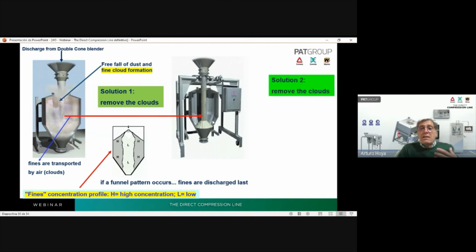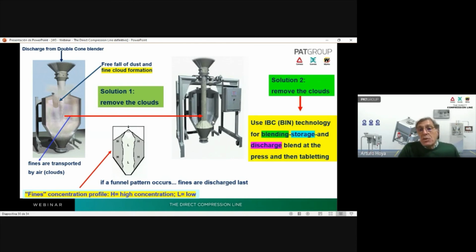But the second solution, the most effective and modern, is to use IBC technology, intermediate bulk container technology. Why? Because this technology lets us not only blend the powder, but store the powder, and then discharge, blend at the press, and then tableting.